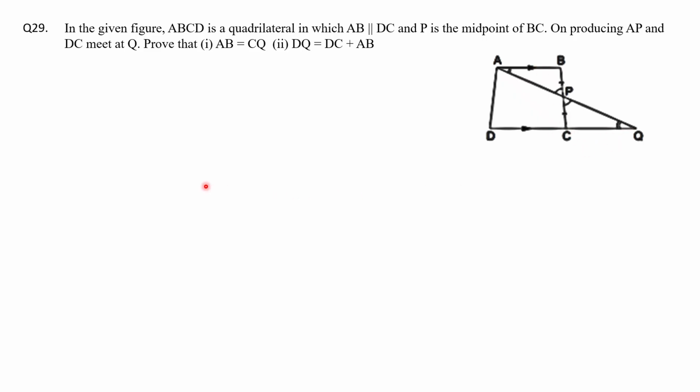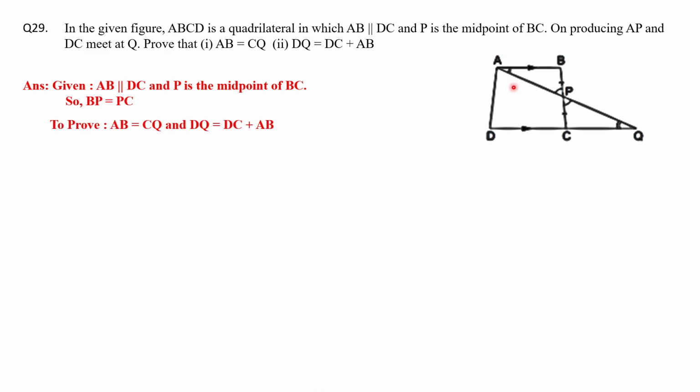Okay, so first of all, what is given here? AB parallel to DC and P is the midpoint of BC. Now P is the midpoint of BC means BP equals PC. Next, we have to prove AB equals CQ and DQ equals DC plus AB. So now to prove AB equals CQ, I will take the triangles APB and CPQ and show that both the triangles are congruent. And then by CPCT, we will say AB equals CQ.